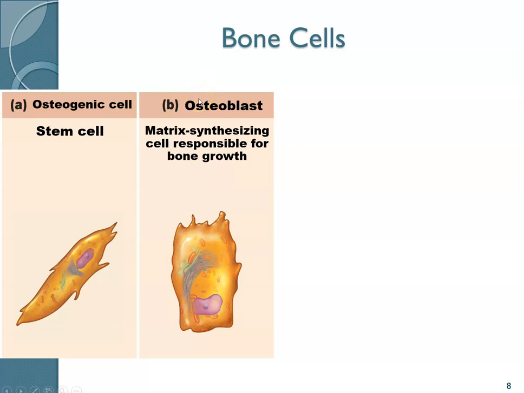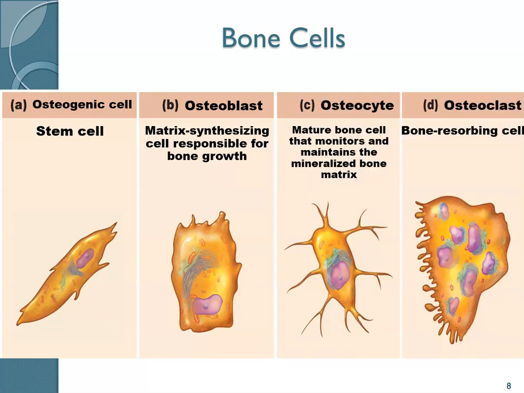Osteoblasts, as we covered in our tissue lecture, the blast cells are immature cells. They will produce the bone matrix. In this case, osteoblasts will produce bone matrix.